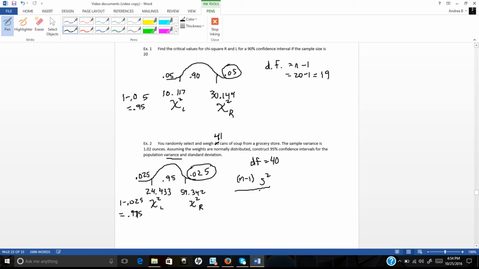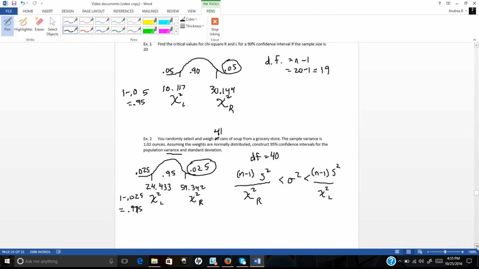And then divide that by, on the left side, chi-squared R, because if you divide by a bigger number, it makes the overall fraction smaller. And then that's going to be less than your sigma squared, the population variance that you're looking for, which is less than your n minus 1 times s squared over chi-squared L. And this formula will be given to you if you need it on the quiz or the test. That'll be one of them that I'll give to you if you need it. You just need to know how to use it here.